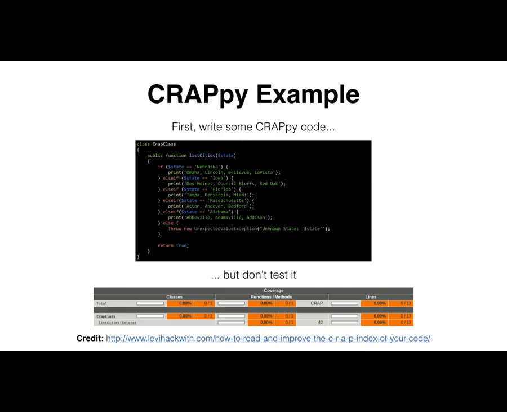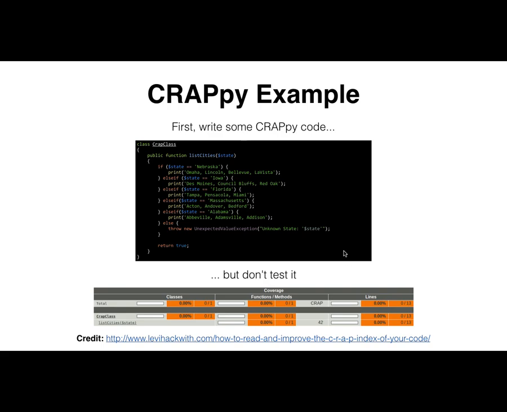So this is a crap class that lists cities. You pass it a state, and it's going to output a list of cities. It has an if statement for every one of these states. There's Nebraska, Iowa, Florida, etc. And it prints the name of the cities. If there's a state that it's not aware of, it's going to throw an exception. And we haven't written any tests for it. So it has a crap score of 42. If you remember the formula on the previous page, the 0 code coverage means you end up with the complexity squared plus complexity. So 6 times 6 is 36, plus 6 is 42. So this method has a crap score of 42.